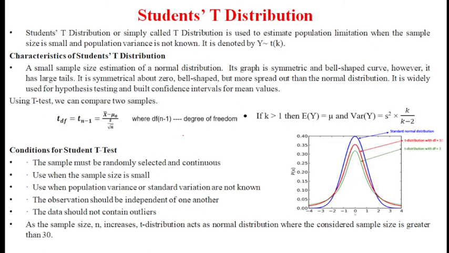And the next one, the final one, is the Student t-test. Student t-test, we can also call it the t-distribution. The Student t-distribution, or simply called t-distribution, is used to estimate the population parameter when the sample size is small and population variance is not known. This Student t-distribution will be helpful in estimating the population parameter.